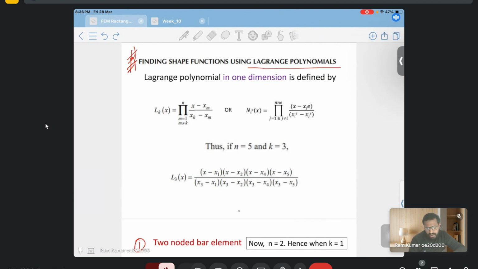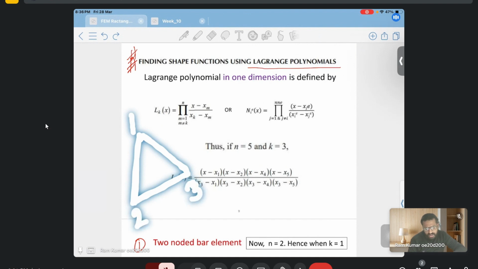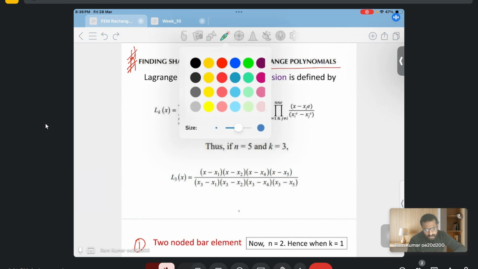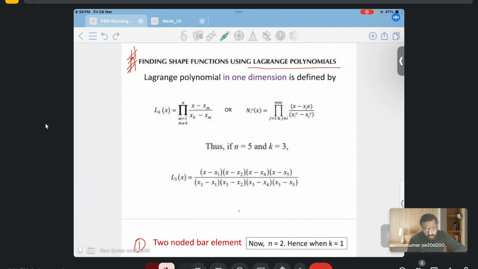shape function for the constant strain triangle. So we call that CST. So it has node 1, node 2, node 3. So how to find it, I already discussed in the last class. So in this class, we will see how to find it by using this Lagrange polynomial method.